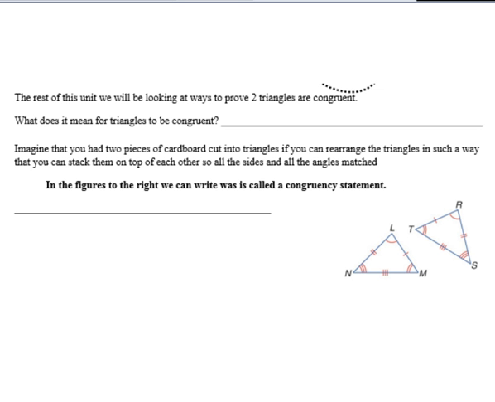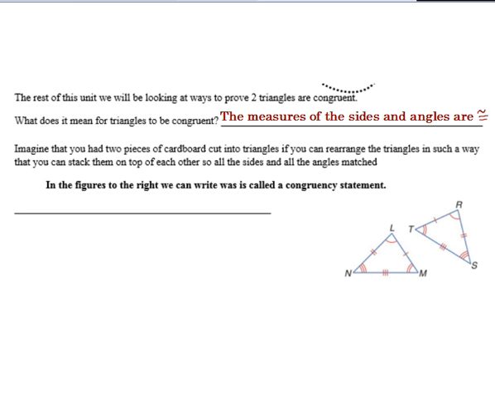So the rest of this unit, we're going to be looking at ways to prove that two triangles are congruent. So what exactly does it mean for triangles to be congruent? Essentially that means that the measures of the sides and the measures of the angles are all going to be congruent. So imagine that you had two pieces of cardboard cut out into triangles and you're rearranging them in such a way that you could stack them on top of each other and they would match exactly. So you could flip them, you could rotate them, and you just want to get the triangles to match. And that's sort of what we're doing with the rest of this unit.